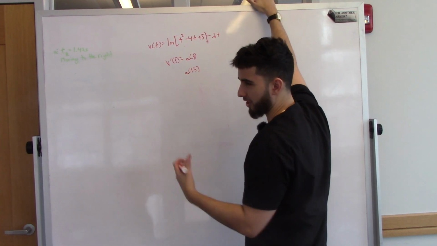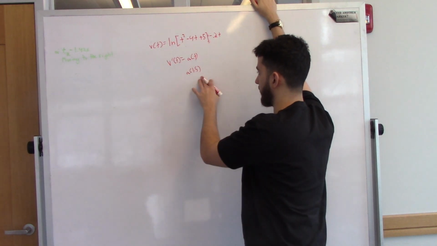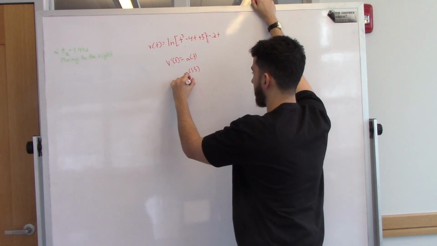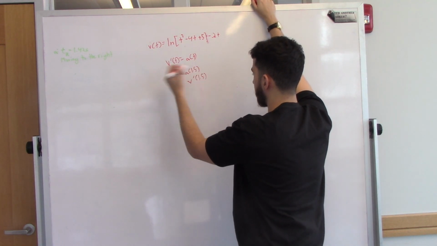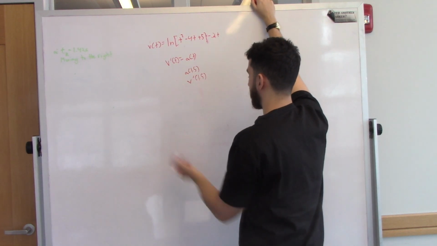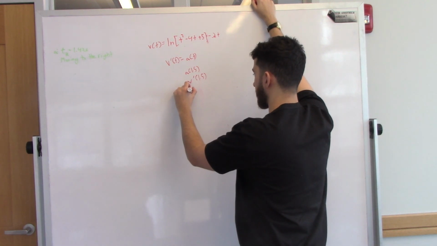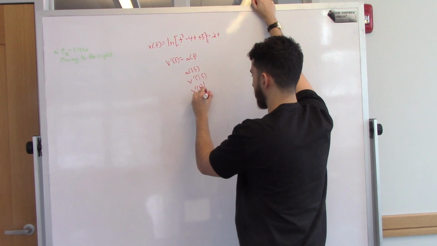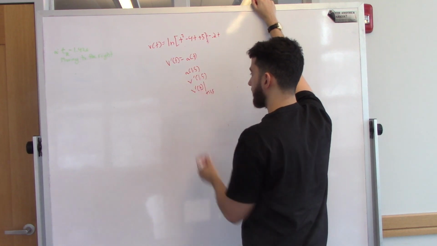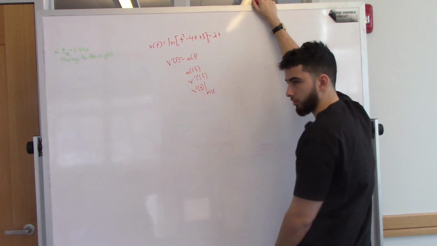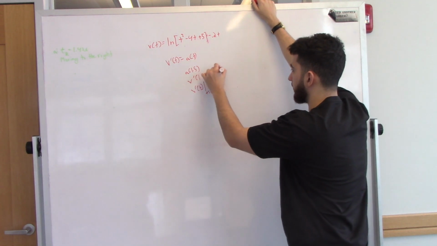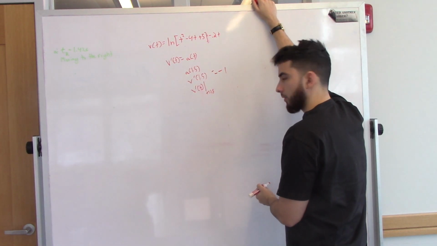Then to actually evaluate, there's a couple ways you can write it. You can write a of 1.5. You could write v prime of 1.5. Those are the two most common. What I was doing was pretty much saying v prime of t at t equals 1.5. Any of these work just fine. You still get the same answer of -1. Okay?